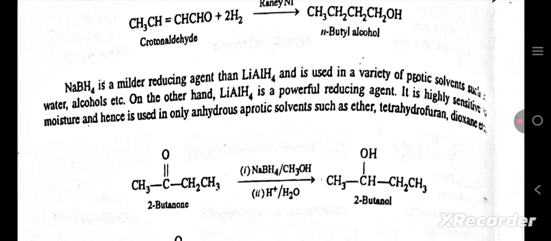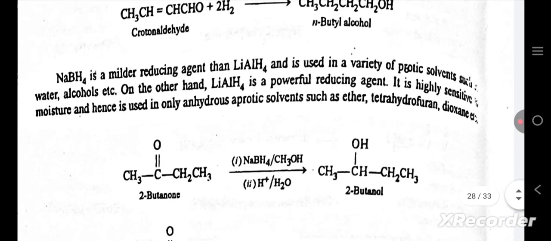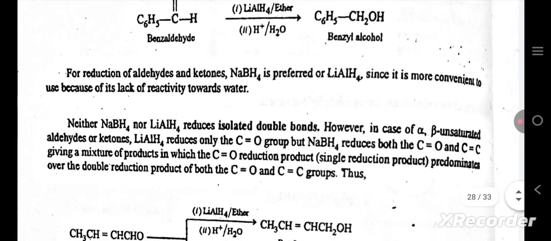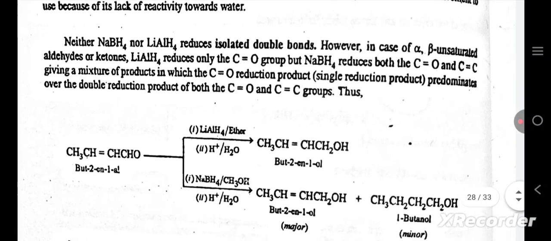NaBH4 is a milder reducing agent than LiAlH4 and is used in a variety of solvents such as water, alcohols, etc. On the other hand, LiAlH4 is a powerful reducing agent. It is highly sensitive to moisture and hence is used only in anhydrous aprotic solvents such as ether, tetrahydrofuran, dioxane, etc. For reduction of aldehydes and ketones, NaBH4 is preferred to LiAlH4 since it is more convenient to use because of its lack of reactivity towards water.